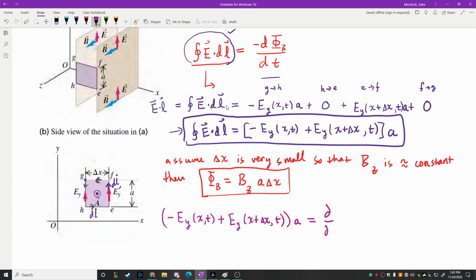And now, without explaining much, I'm going to change the derivative from a hard derivative to a partial derivative, which we have to do because Bz is a function of x and t. And inside of here, we'll have the function Bz, and then still A times delta x. All right, so we've applied Faraday's law. That's what Faraday's law says about our wave.